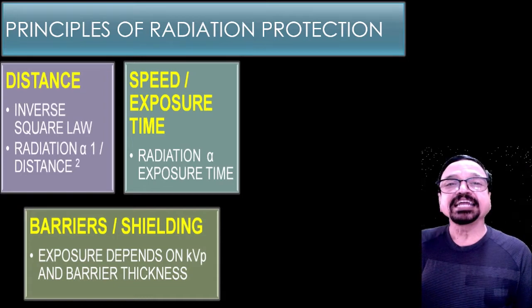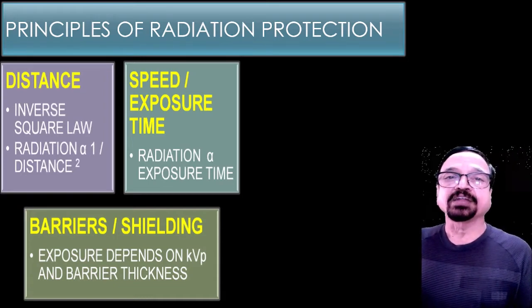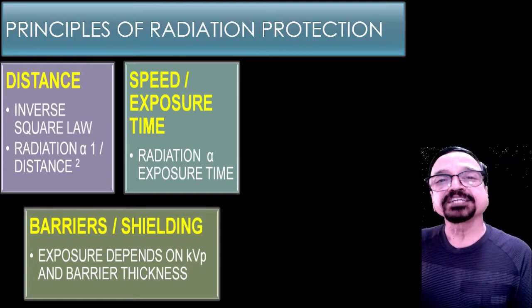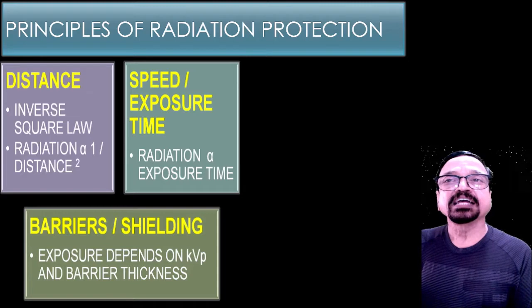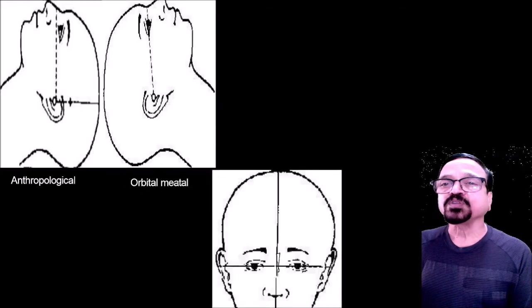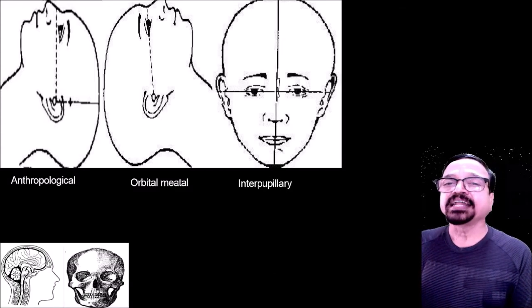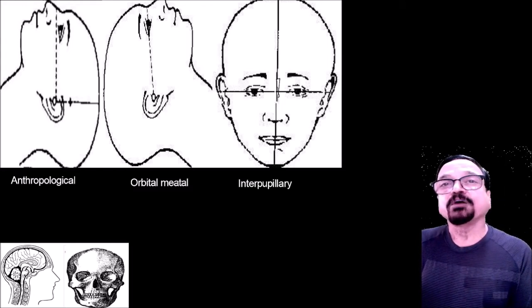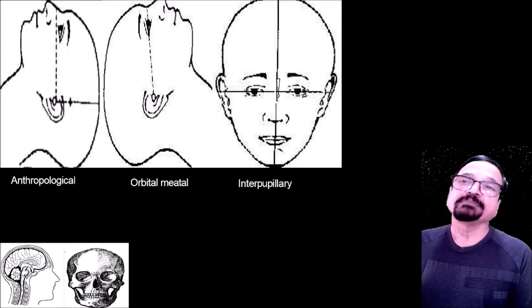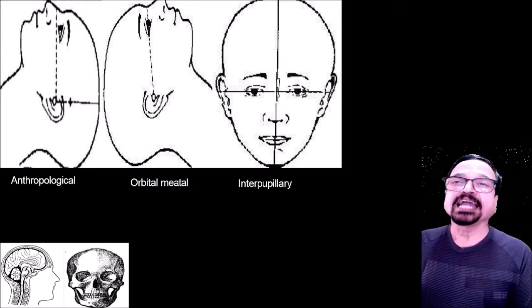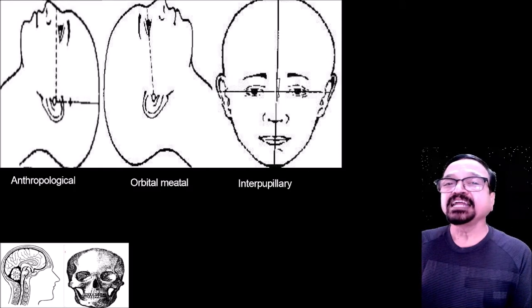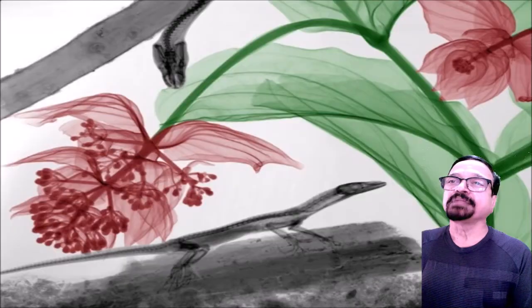Barriers and shielding are meant for the technologists who are taking the radiographs. We also protect the patient's parts and areas which are not required for the study. Now there are certain planes of radiography, like the anthropological plane, the orbitomeatal plane, and the interpupillary line or plane. These are required for proper AP and lateral projections, which are shown below. Obliques and tangential views are as per requirement, but here we are mainly specifying the AP and lateral projections, and the sagittal, axial and coronal planes.